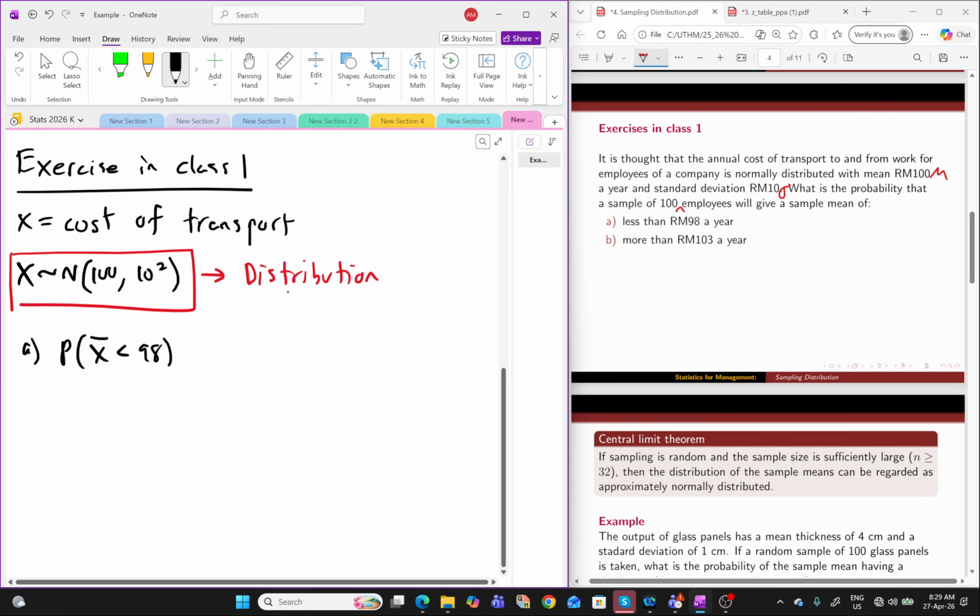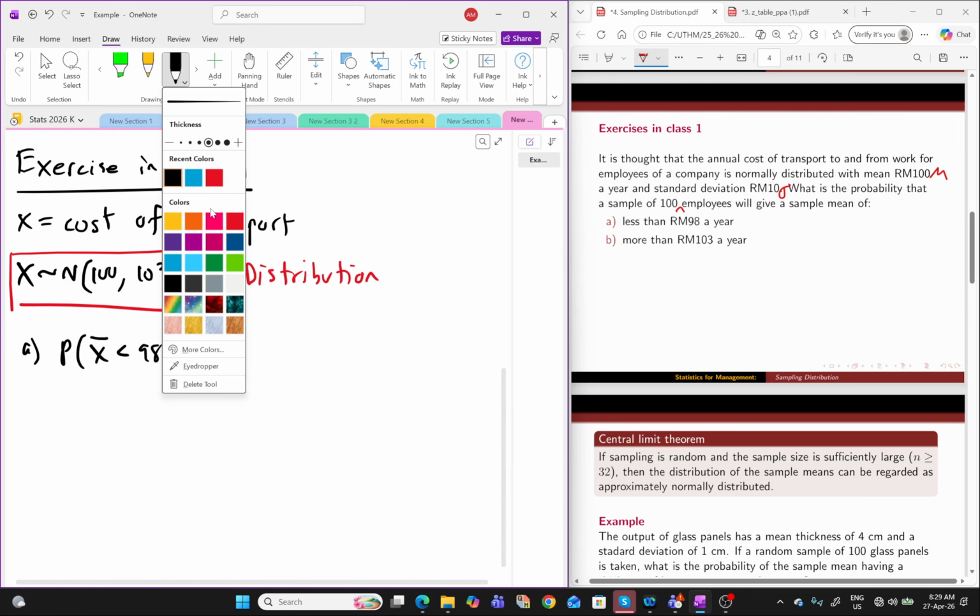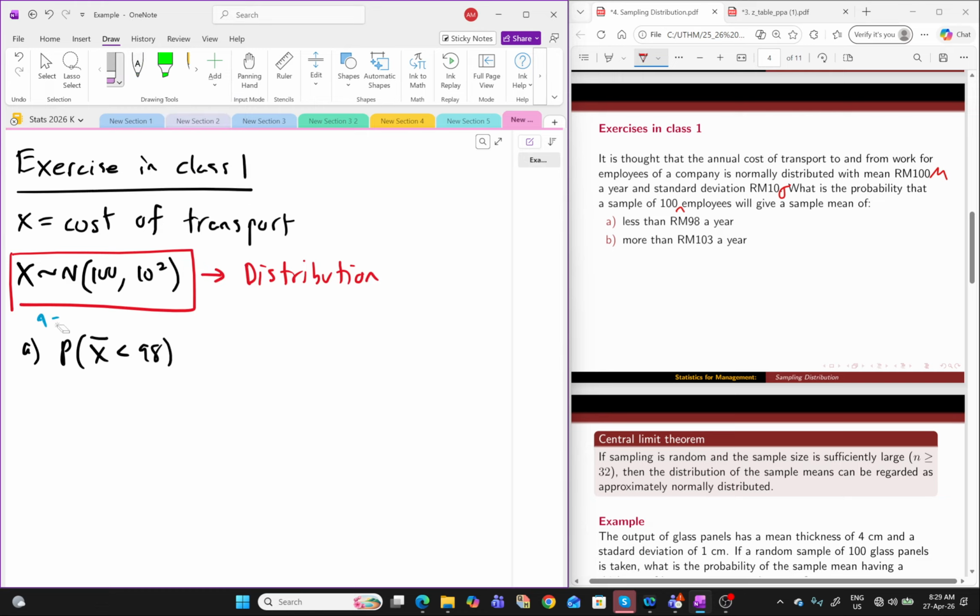When I choose 100, okay, I write here, n is 100. Don't get confused with this one and this one. This 100 is different from this 100. This 100 is the mean. This 100 is the number of what do you call, number of what? Employees. Okay. Bila saya pilih 100 orang ni daripada ni, what is the probability that the mean of the 100 orang tu less than 98?